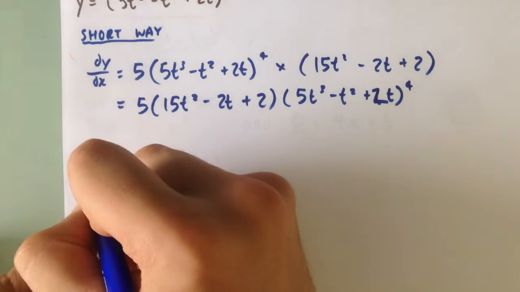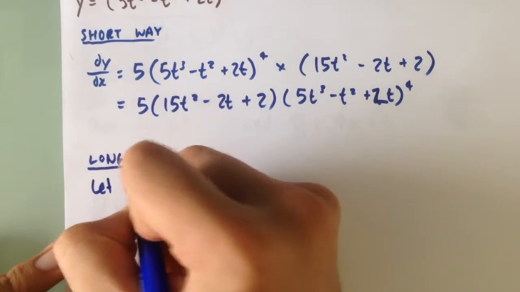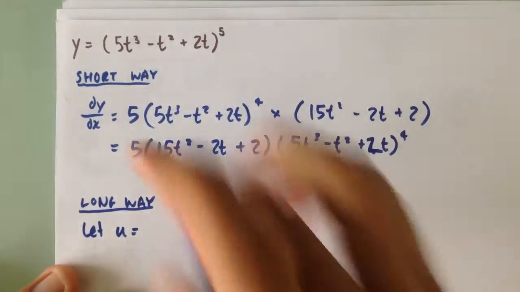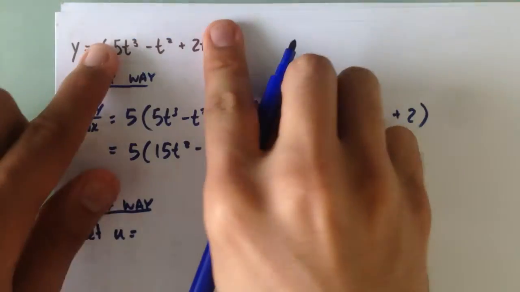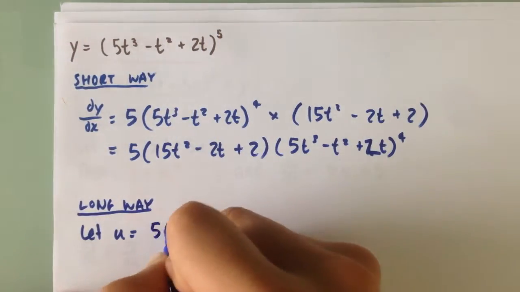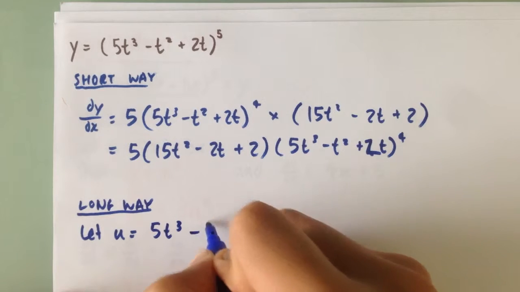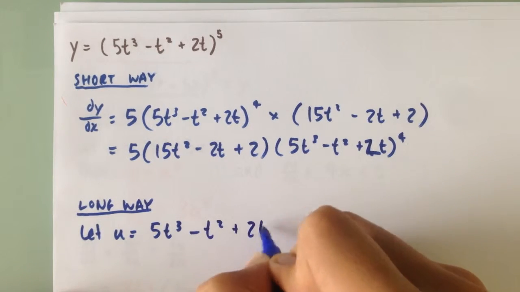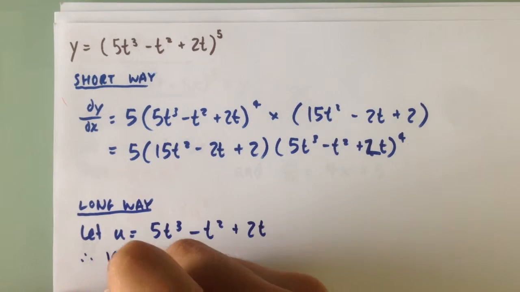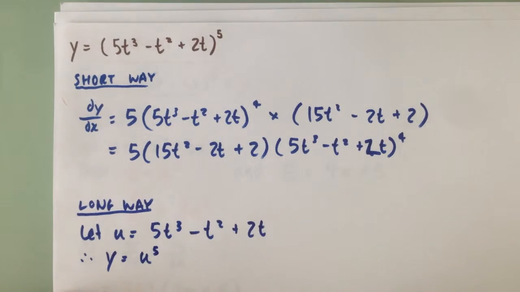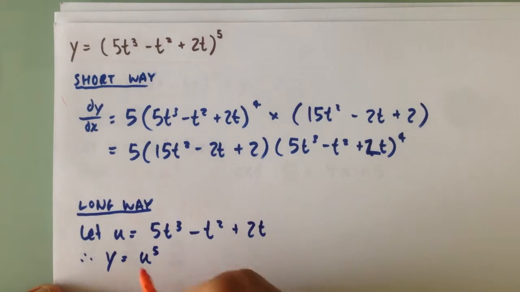So the long way would be, let u equal, so remember that is our original question, let u equal whatever's inside. So 5t cubed minus t squared plus 2t. Therefore, y is equal to u to the power 5. So dy/du would be 5u to the power 4.